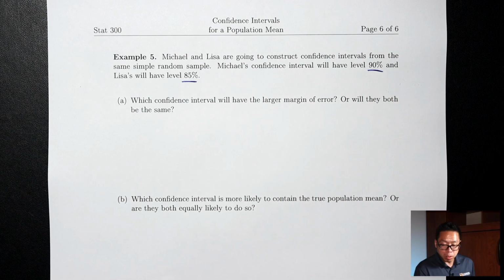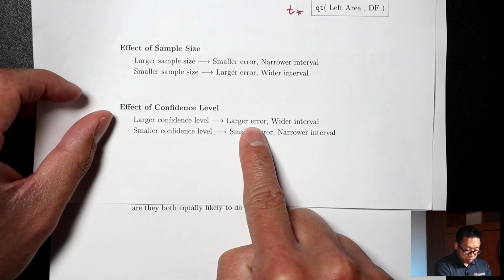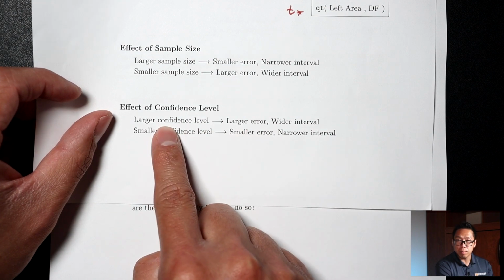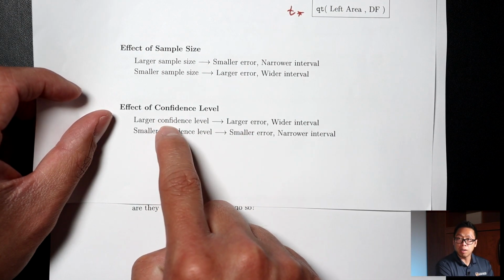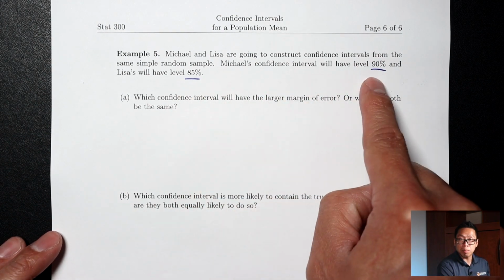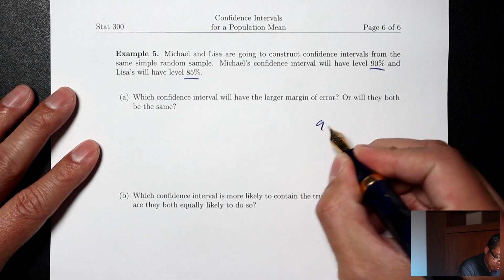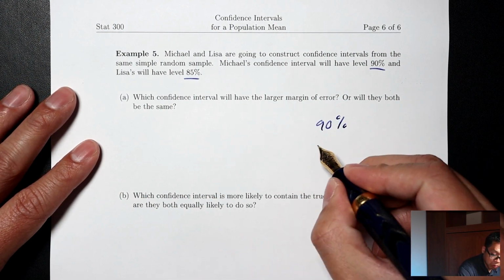If we go back to what we talked about on the second page, talking about confidence level, larger error comes from a larger confidence level. Larger confidence level would be the 90%, which was Michael's.